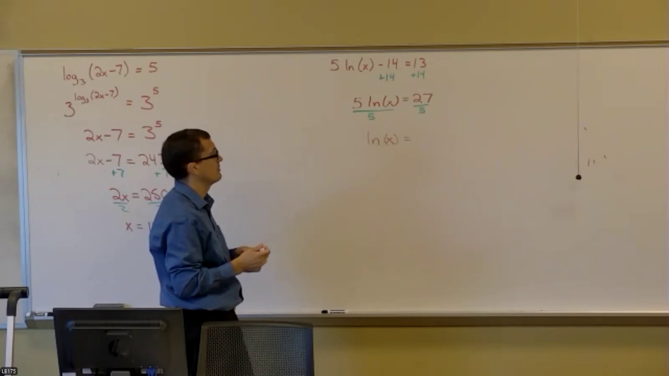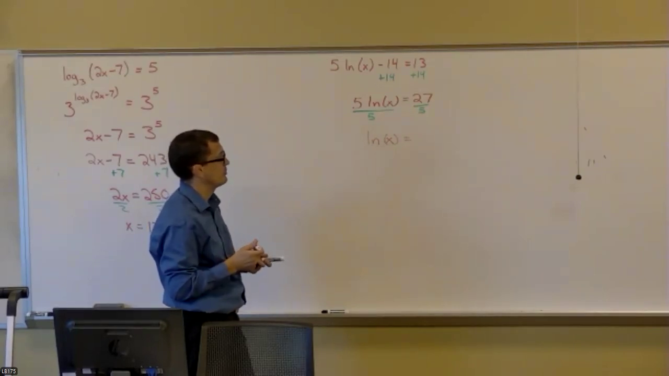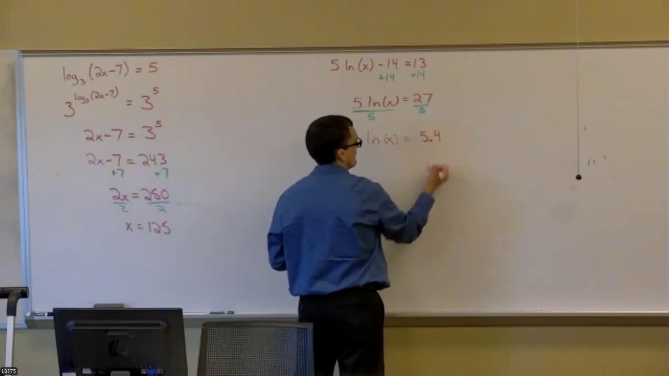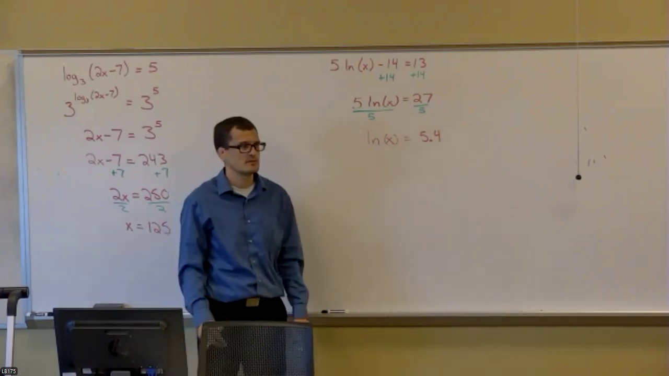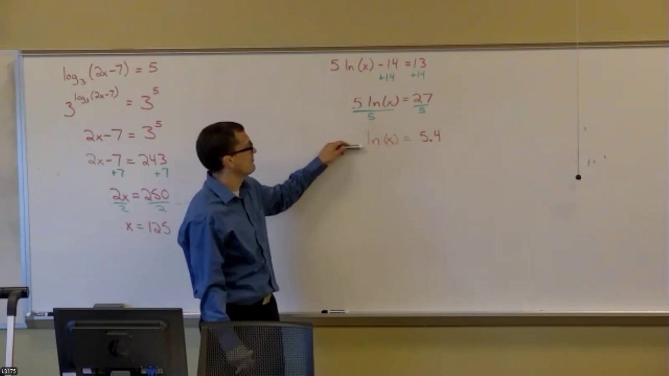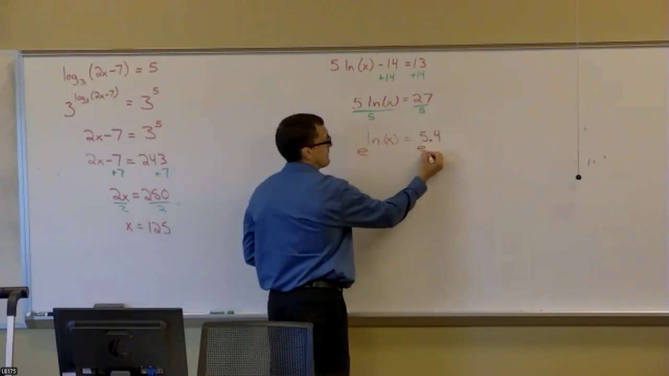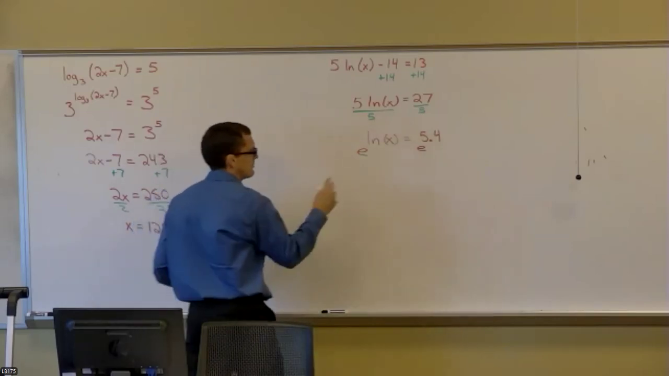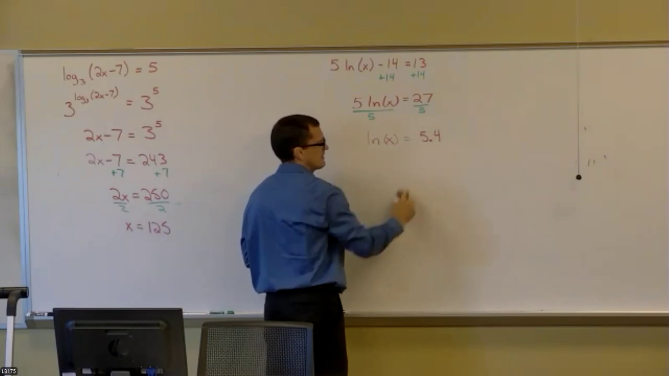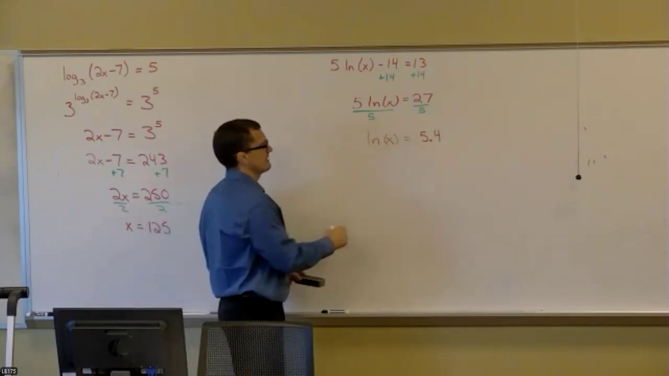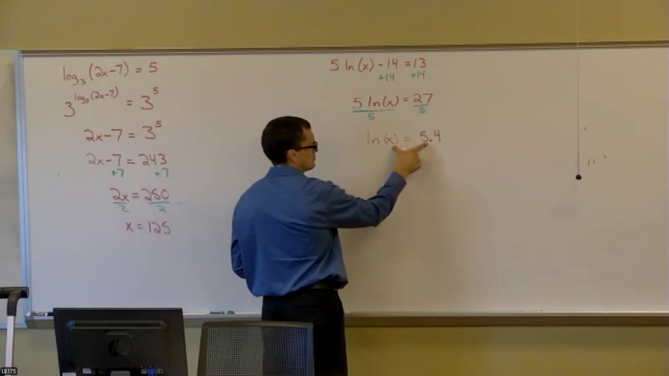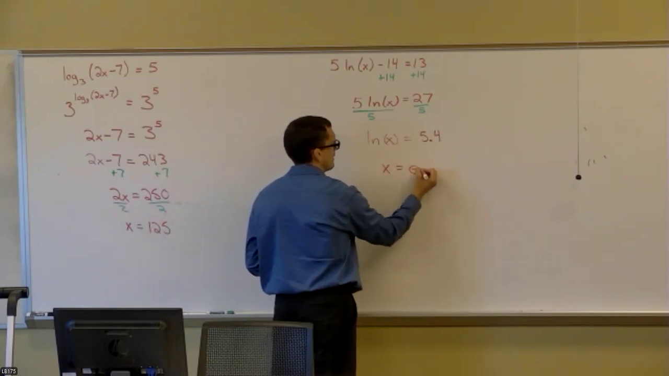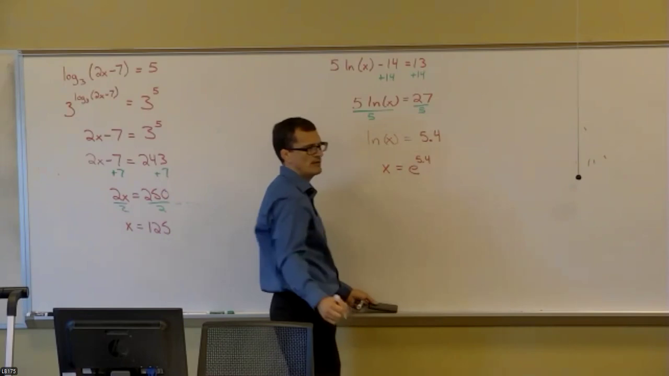You can write that as a decimal if you'd like. I think that's 5.4. It's nice when our decimals stop. And then you can think of taking e to the power of both sides, if you'd like. Or you can just think of this as rewriting what this expression means in exponential form. This means that x has to be e raised to the 5.4 power.